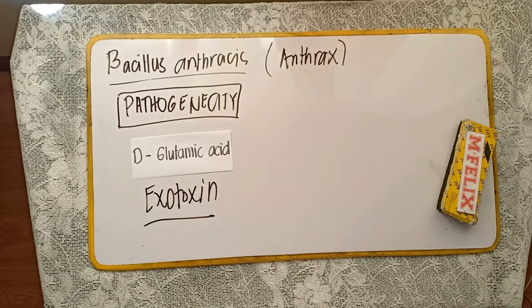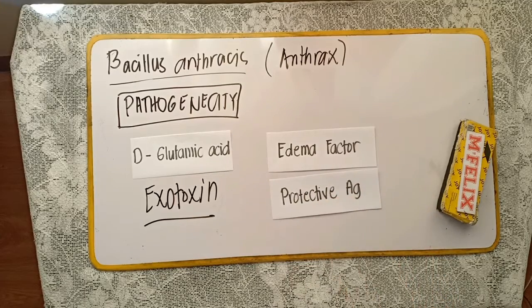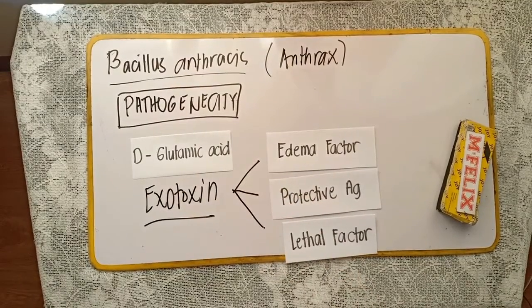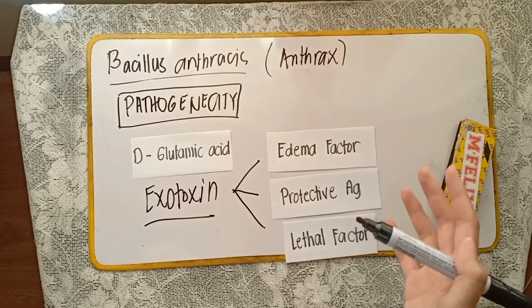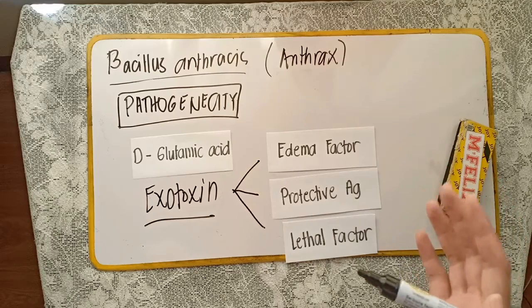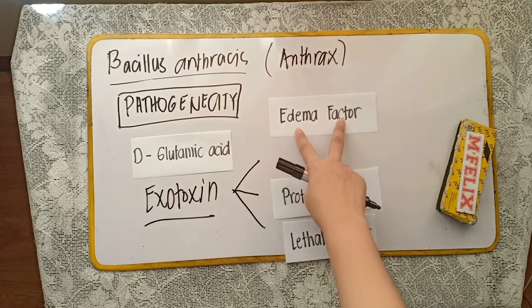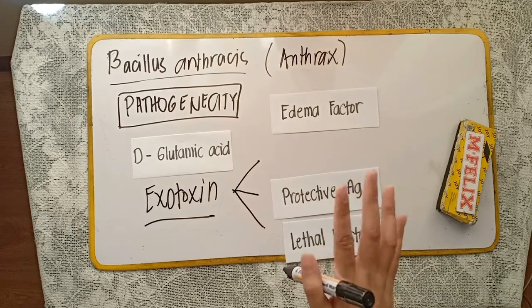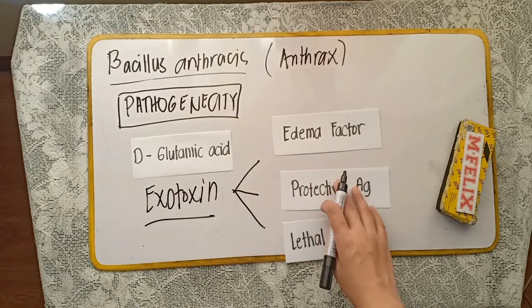Aside from the capsule, the main virulence factor of your anthrax bacillus is their exotoxin. This exotoxin consists of the edema factor, the protective antigen, and the lethal factor. Okay, so these are the exotoxins of your anthrax bacillus. Now take note, class, that these exotoxins are considered non-toxic individually. When we say non-toxic individually, for example, if only your edema factor is released, it has no significant effect on our host.